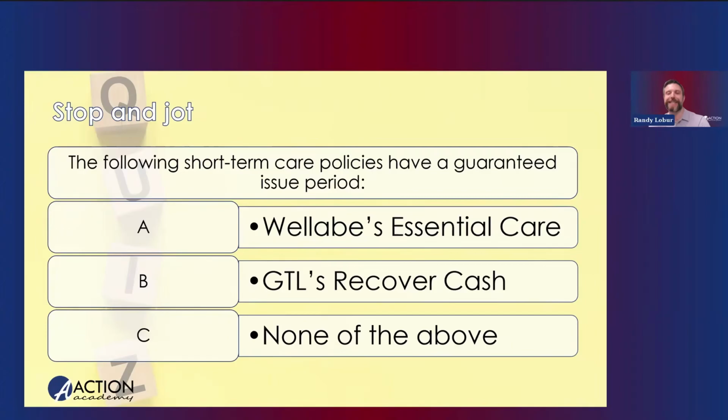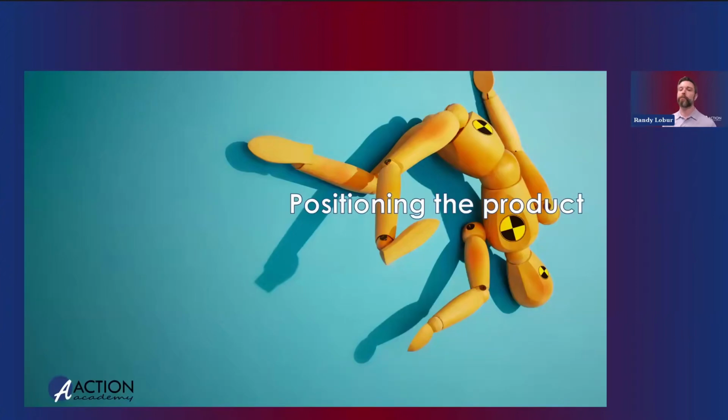Thank you, Chelsea. And for those of you weighing in, you are correct. The answer is C. Neither of these policies has a guaranteed issue period. Both of them do require medical underwriting, but not as significant underwriting as a long-term care policy might be. But keep in mind that there is no GI period here. Your folks will have to get through underwriting either way.